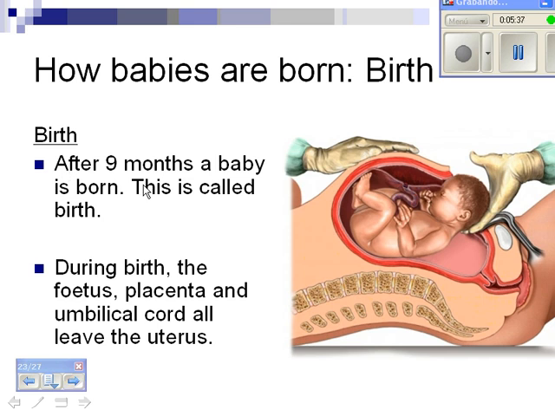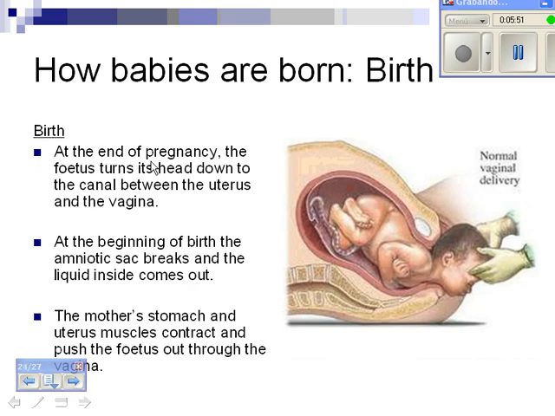Birth. After 9 months, a baby is born. This is called birth. During birth, the fetus, placenta, and umbilical cord all leave the uterus. At the end of the pregnancy, the fetus turns its head down to the canal between the uterus and the vagina. At the beginning of the birth, the amniotic sac breaks and the liquid inside comes out. The mother's stomach and uterus muscles contract and push the fetus out through the vagina.